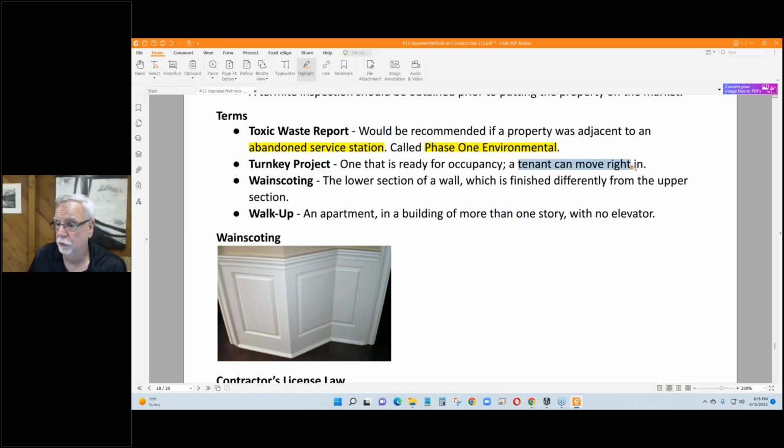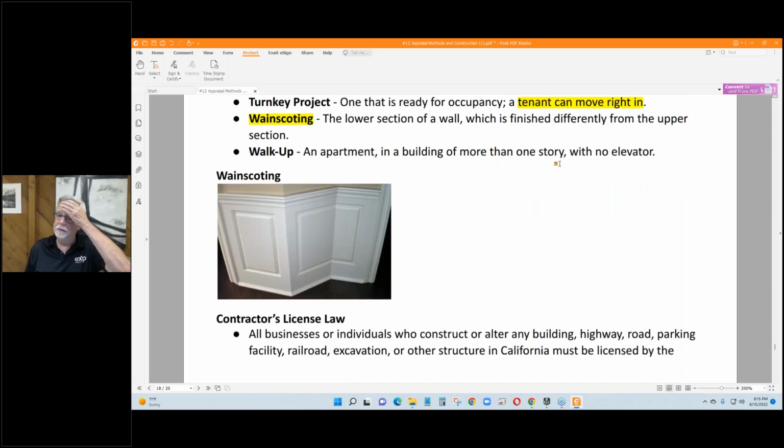Turnkey means you can just turn the key and move in, right? The tenant can move right in. Wainscoting is this diagram down here, which is a finished fancy area in the lower part of the wall. And walk up means there's no elevator. Walk up means no elevator.